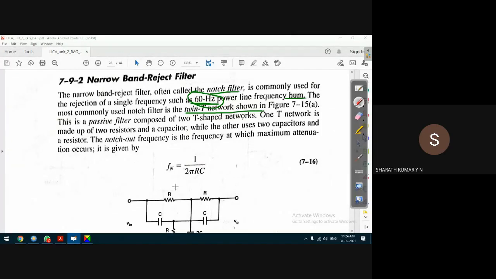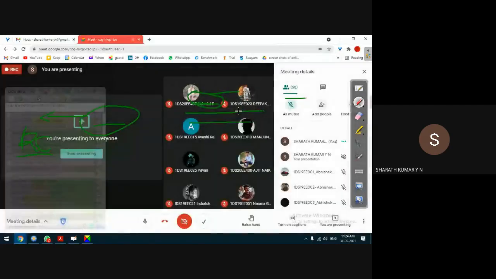The most commonly used notch filter is the twin T network circuit, which is shown below. We'll discuss that circuit now. This is a passive filter composed of two T-shaped networks. Passive because it is made of R and C components. A circuit which is not made of any active components is a passive filter. Wherever there is a transistor or op-amp involved, we call it an active filter. But this is a passive filter made of resistors and capacitors.